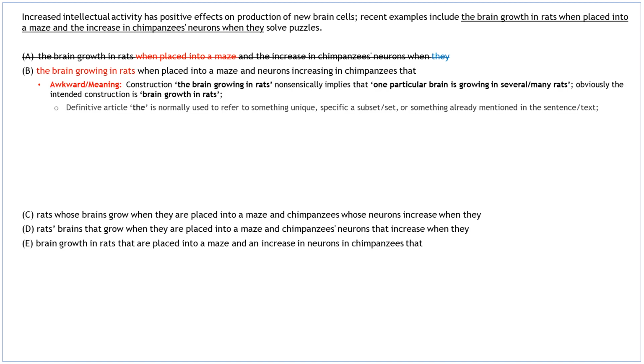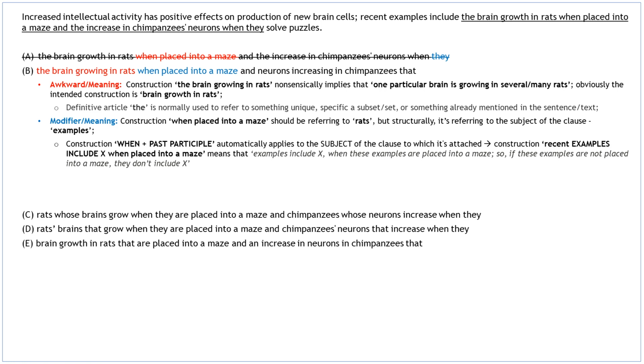Construction the brain growing in rats, nonsensically implies that one particular brain is growing in several rats. Obviously the intended construction is brain growth in rats. Note that definitive article the is normally used to refer to something unique, specific set or subset, or something already mentioned in the sentence or text.